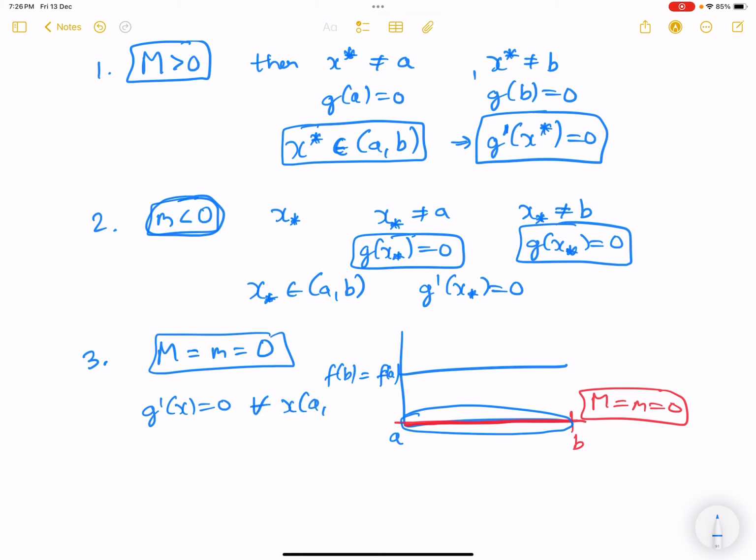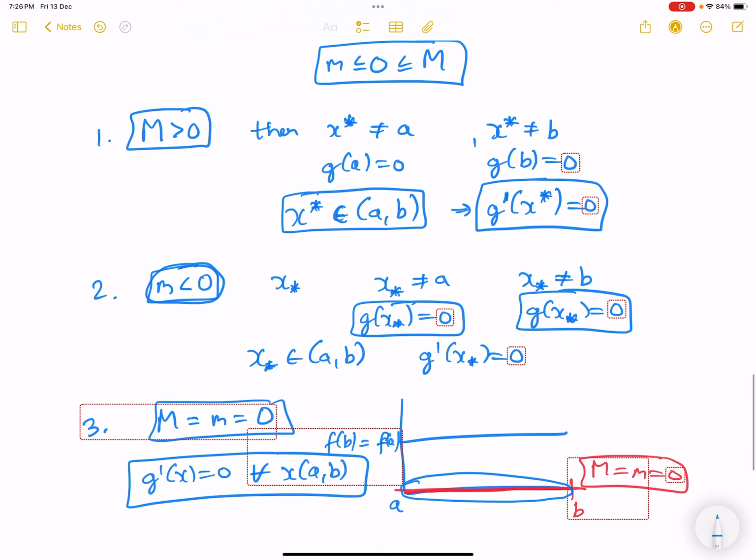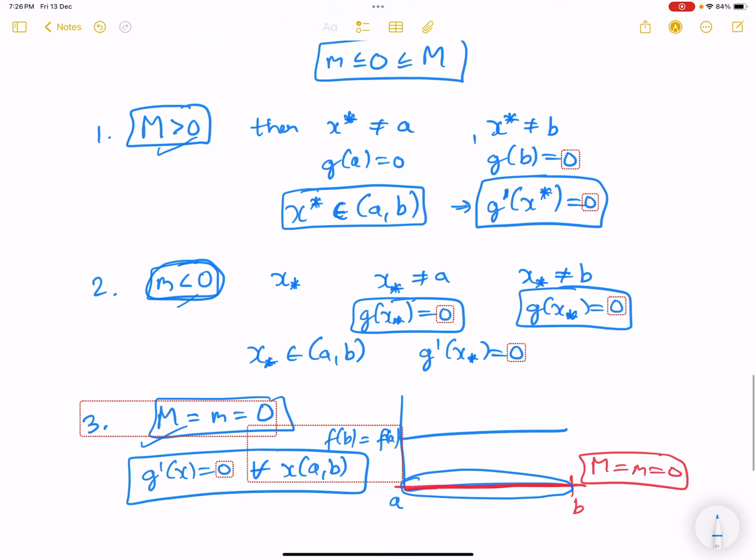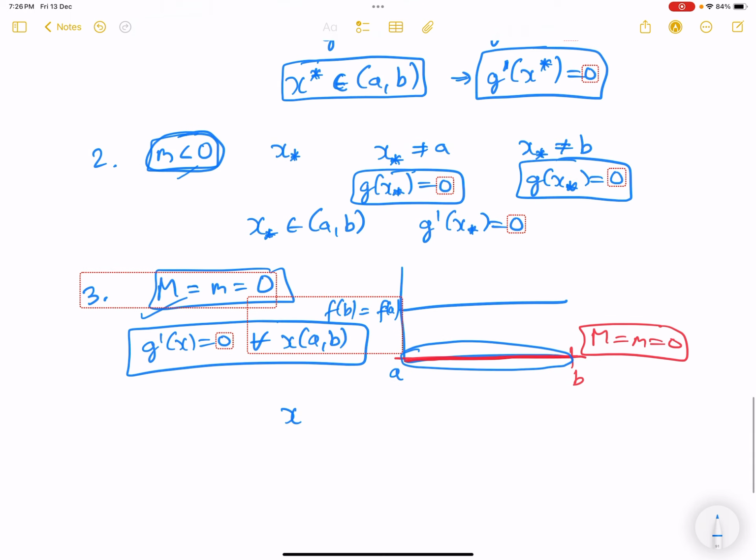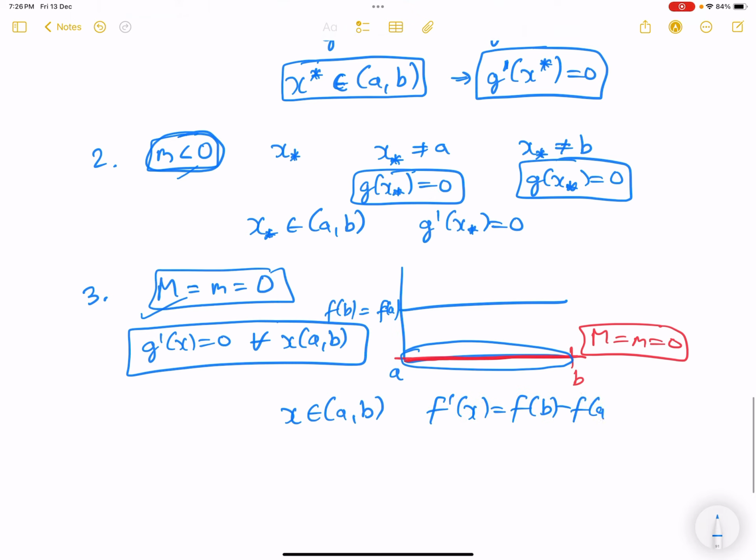And since it is an open interval, g'(x) would be 0 for all x belonging to (a, b). So what we have seen is, in all the three cases, irrespective of whether we are talking about a maxima or a minima, or both of them equal to 0, we get a point x in the interval (a, b) such that f'(x) equals (f(b) minus f(a)) upon (b minus a). I hope this was clear.